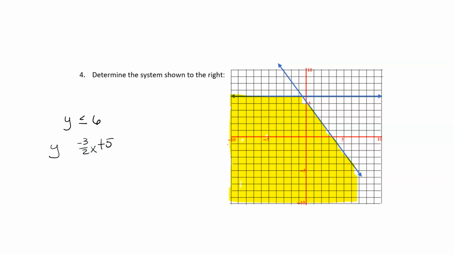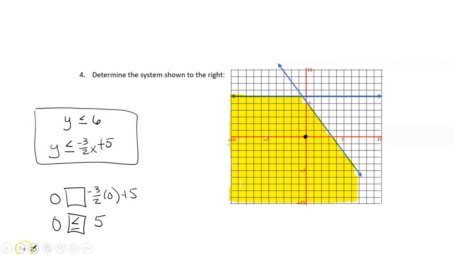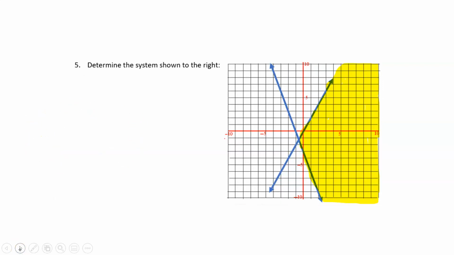Okay? So when I determine my signs, I'm going to take my test point, right? I'm going to plug it in. 0, and I have some sign in here, and 0. So what is 0's relationship to 5? Well, it's less than or equal to if the side with the test point is colored. So it's going to be less than or equal to. So there are my systems. We have one more. So let's look at this one.